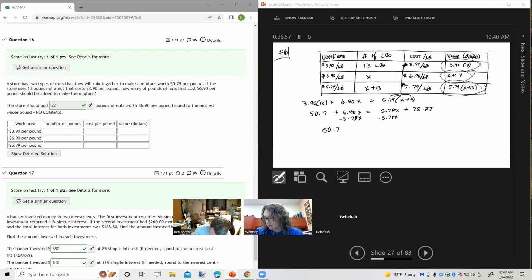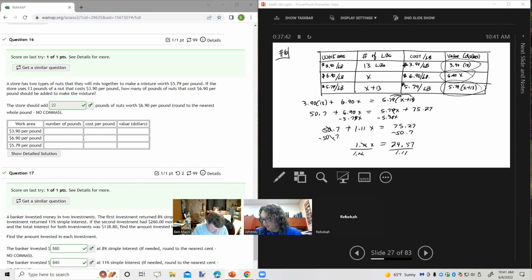I get 50.7 plus, let's see, 6.90 minus 5.79, we get 1.11x equals 75.27. Then we'll subtract 50.7 from both sides. 1.11x equals 75.27 minus 50.7, which is 24.57. Then we will divide both sides by 1.11.